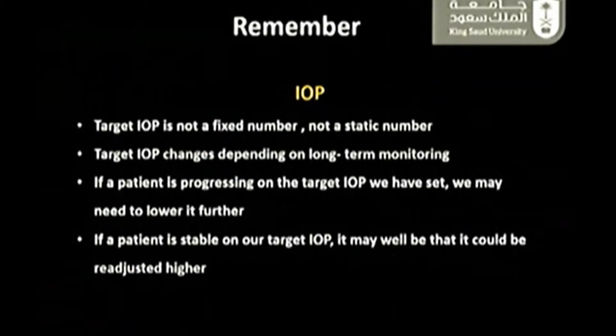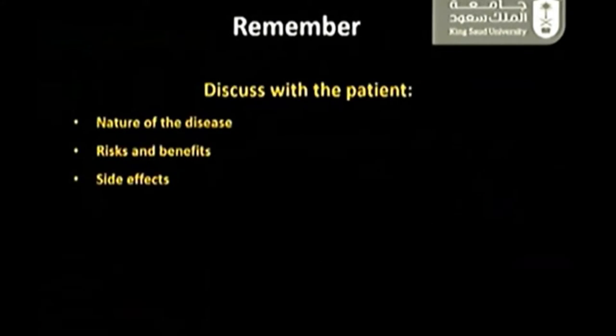there is some misunderstanding about the intraocular pressure, that we need a target or a magical number to follow all over the patient's follow-up, which is actually wrong. So the target IOP is not a fixed or static number. It actually changes depending on the long-term monitoring according to the visual field progression, OCT changes, and the clinical assessment. If the patient is progressing on the target intraocular pressure we have set, then we might need to lower it further. On the other hand, if the patient is stable on our target pressure, we could actually take the pressure a little bit higher if the patient is stable on these three criteria that we have mentioned: clinical assessment, visual field, and OCT.